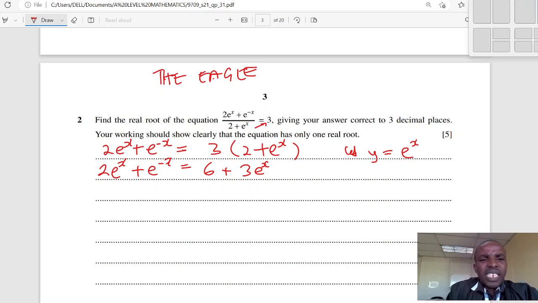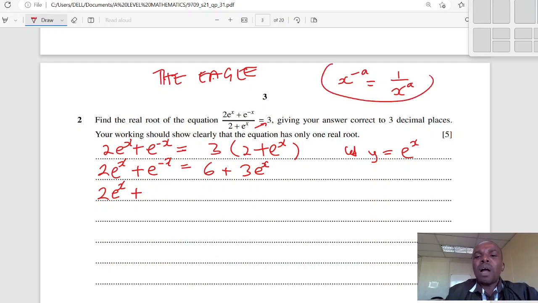Right, before I put in my y, let me apply the laws of indices first. Any number x raised to the negative power minus a is the same as 1 over the same number x raised to a positive power. So this is the law that you have to apply in this case on e to the power negative x. So it is the same as 1 over e to the power x, positive power. Then 6 plus 3e^x.